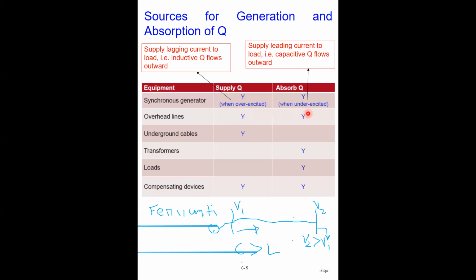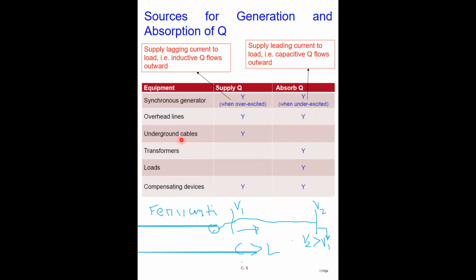But if the line is heavily loaded, let's say you have a large amount of load connected, and the load will be mainly inductive load, right? Then you will have an inductive current flow, and in that case the overhead line itself can absorb reactive power. And thus the overhead line can be a source for reactive power, or it can be a sink for reactive power.